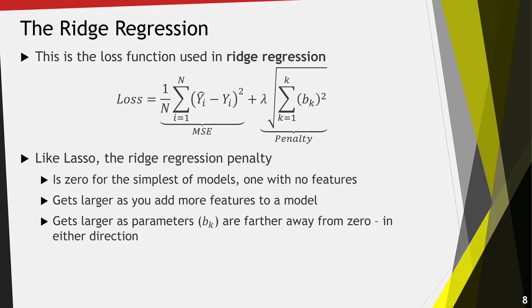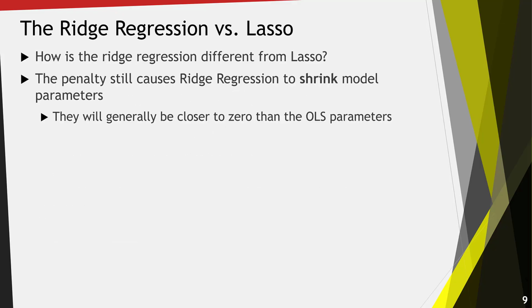Just like Lasso, the ridge regression's penalty is 0 for the simplest of all models, the one with no features. That penalty gets larger as you add more features to a model, and it gets larger as the parameters move farther away from 0 in either direction. So how does ridge regression compare to Lasso? The penalty still causes ridge regression to shrink the model parameters. They're generally going to be closer to 0 than the corresponding OLS models.